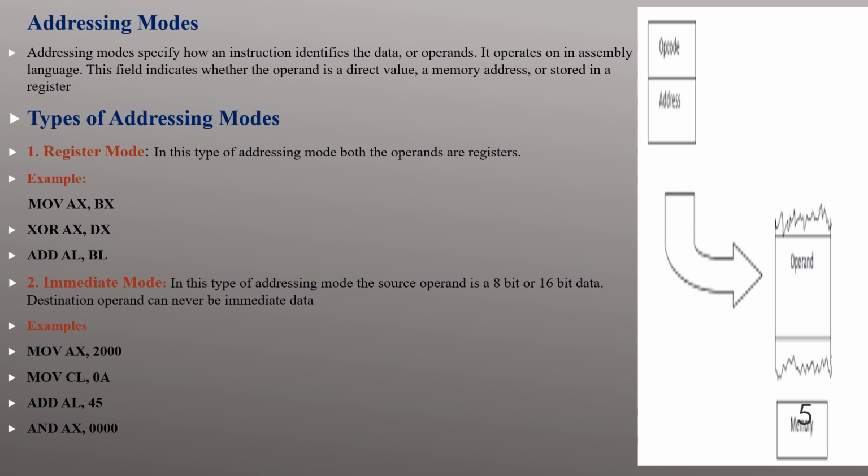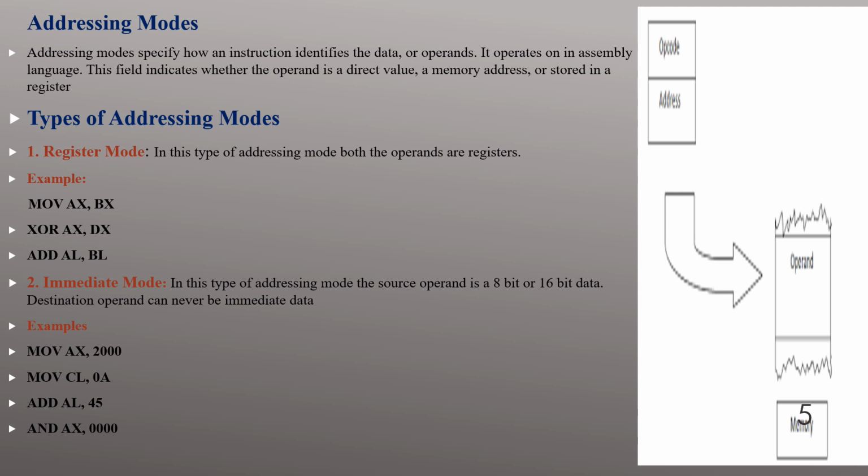And what are the examples? As it is immediate mode, examples are MOV AX, 2000, which loads the immediate value 2000 into register AX. Second example is MOV CL, 0A, which loads the immediate value 0A into register CL. Third one is ADD AL, 45, which adds the immediate value 45 to the content of register AL. So this is immediate mode.